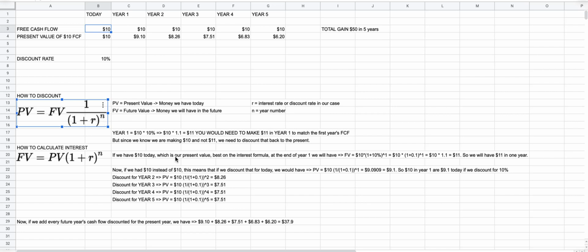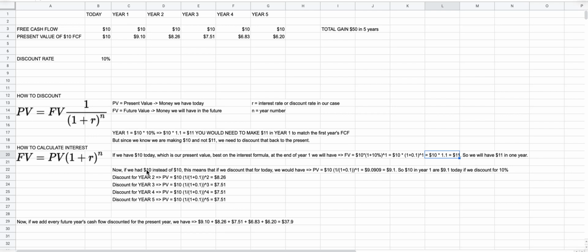Now, if we have $10 today, which is our present value, based on the interest formula, at the end of year 1 we will have what we calculated earlier over here. It's $10 multiplied by 1.1, which gives us $11. So we will have $11 in 1 year if we apply 10% interest. That's very intuitive for most people.